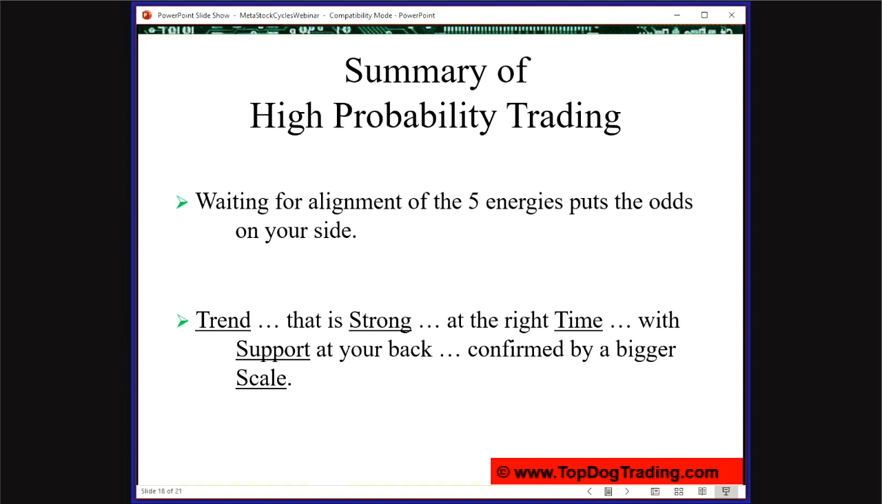Then we want that lower high to come in at support or resistance. Once we've got all 4 of those, awesome. 4 uncorrelated energies, all aligned bullish or bearish. And then we do one last thing. We filter it through the longer-term time frame.